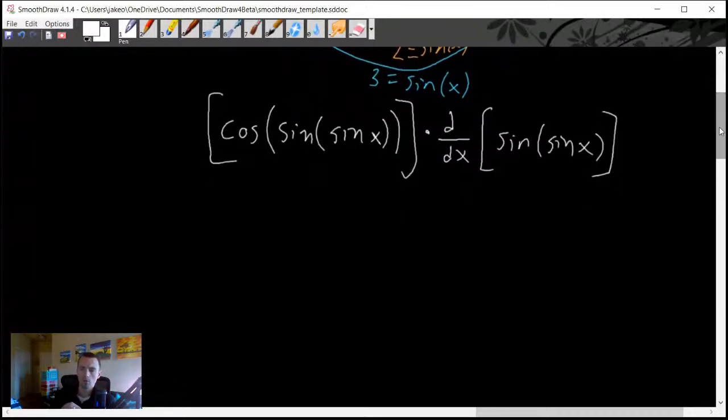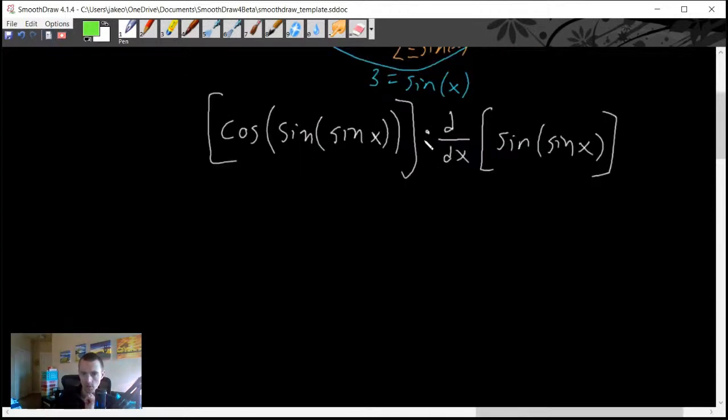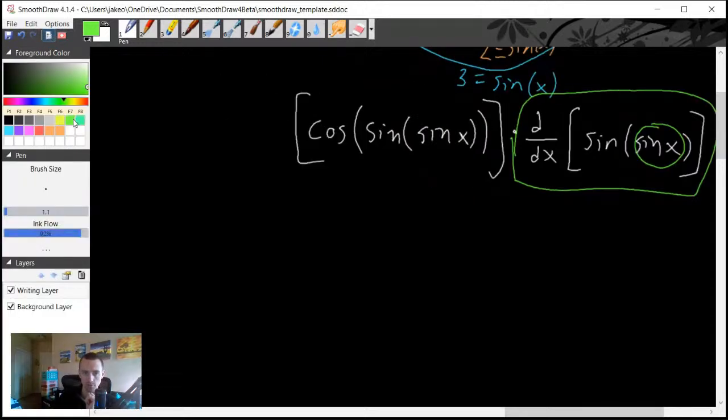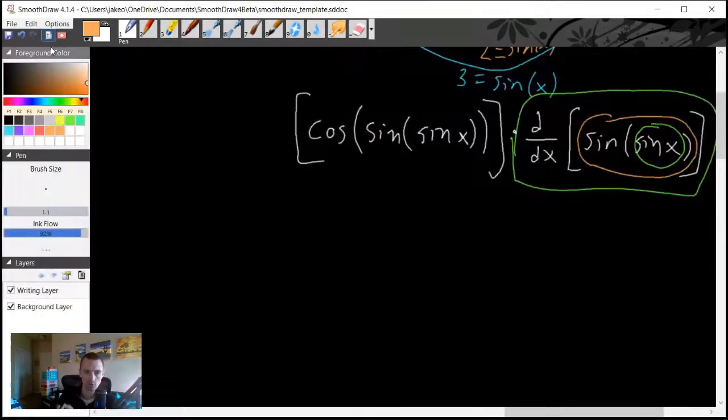But now look at when we have here the derivative of sine of x. Now this derivative, just this one little chunk of our problem right here, is going to require the use of the chain rule, because now we have an inside function and an outside function. So now just to find this derivative piece here, we need to again apply chain rule.